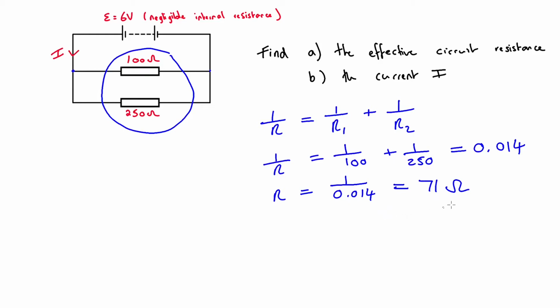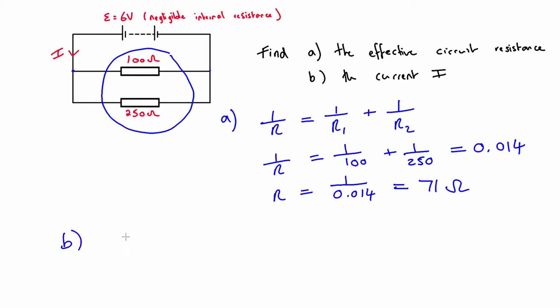So this is the effective resistance of this parallel combination. Notice that when we connect resistors in parallel, the effective resistance is actually less than either of the individual resistances, and that will always be the case. Part B then, that was part A.